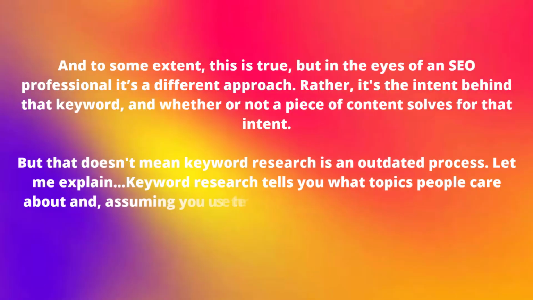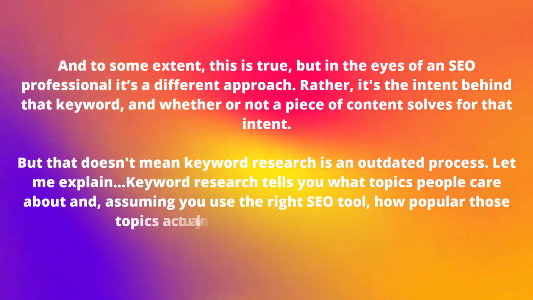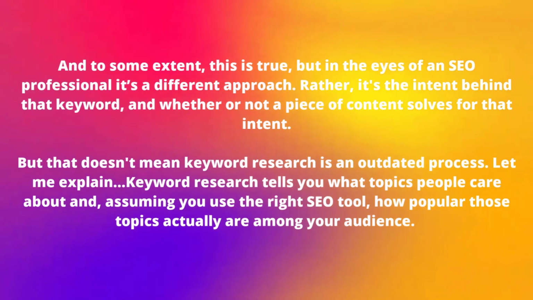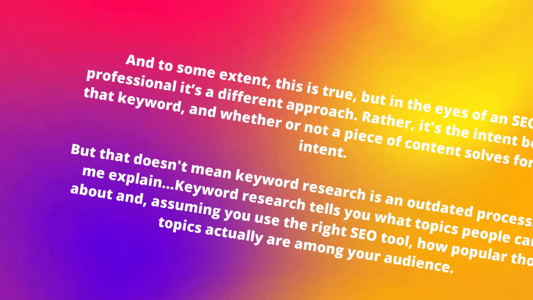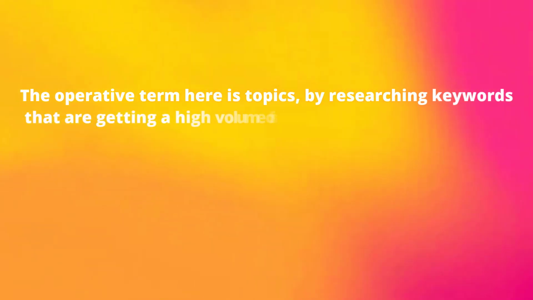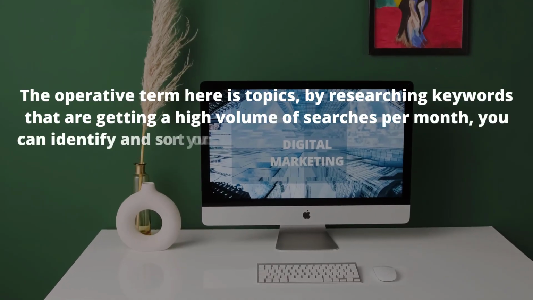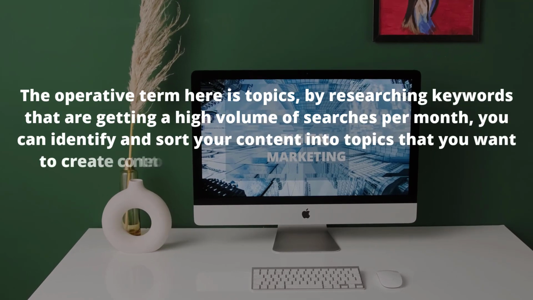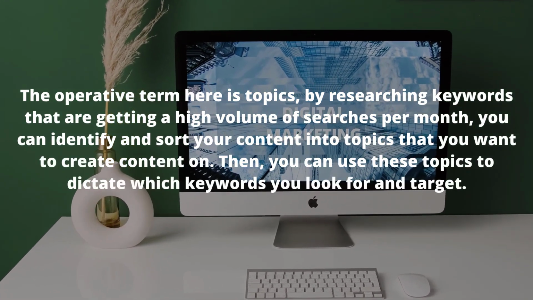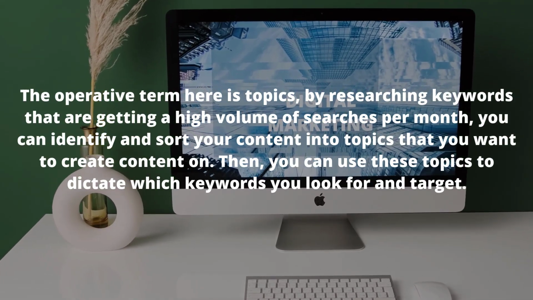Let me explain. Keyword research tells you what topics people care about, and assuming you use the right SEO tool, how popular those topics actually are among your audience. The operative term here is topics. By researching keywords that are getting a high volume of searches per month, you can identify and sort your content into topics that you want to create content on. Then you can use these topics to dictate which keywords you look for and target.